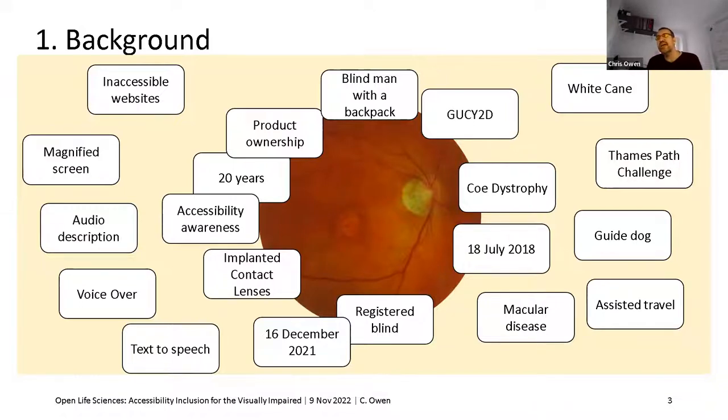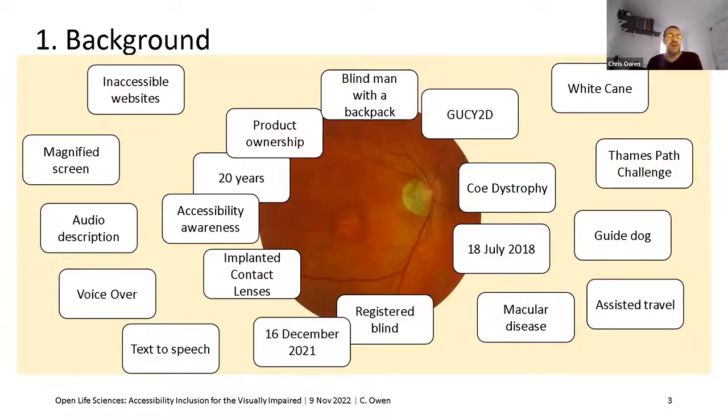So what does that mean? It means that I now walk with a white cane. I use a long white cane when I'm navigating around. I use assisted travel, so I take advantage of all of the assistance when navigating train stations, commuting to and from work and traveling around the country. I'm on the waiting list for a guide dog, and hopefully within the next year I will have a guide dog, which will help me with that as well.